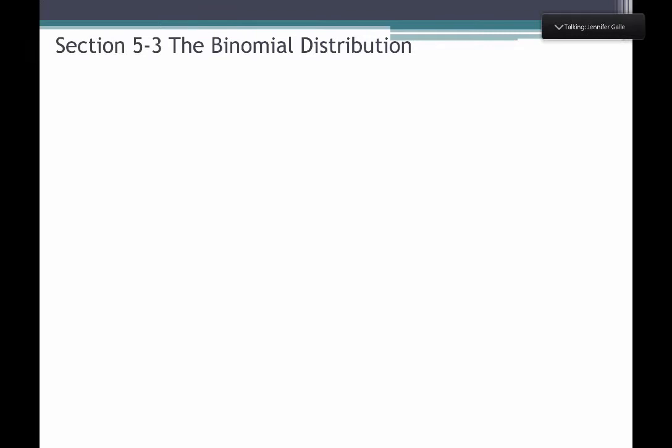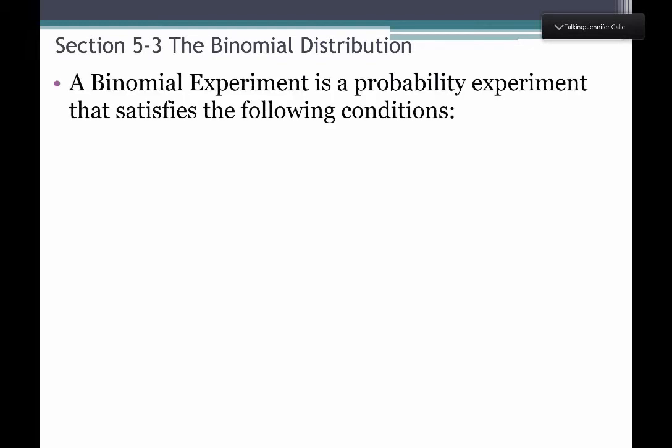So a binomial experiment is a probability experiment that satisfies the following conditions. And I apologize, I didn't fill in that bullet point on your sheet. I don't know why. I got a little delete happy, I guess. So it's kind of up to you if you want to write that piece or not, or if you just want to go ahead and write the 4 conditions. It's kind of up to you.